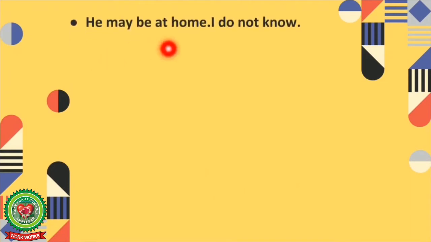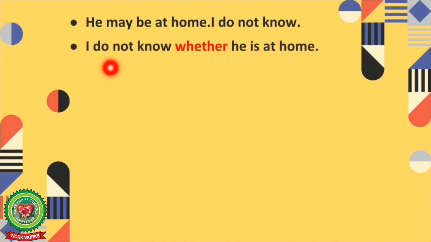He may be at home. I do not know. Students, what do I not know? Whether he is at home or not. So we can join these sentences as I do not know whether he is at home. Students, we can use whether when two alternatives are possible. For example, he may be at home or he may not be.